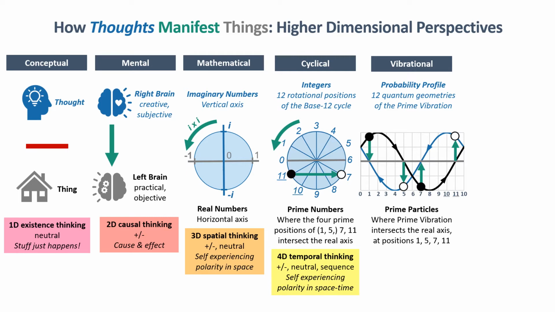backward through time. And importantly, the central point through which this standing wave recirculates is position 6, making this the vibrational origin and point of self-awareness of the entire waveform. As with our base 12 prime cycle, wherever this prime vibration crosses the real axis is where numbers as probabilities can manifest into prime numbers as real particles. Although any of the 12 quantum geometries can manifest, only those at prime positions 1, 5, 7, and 11 can do so in a stable and lasting way, by virtue of their geometry directly touching the real axis.